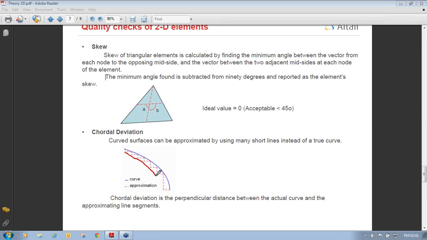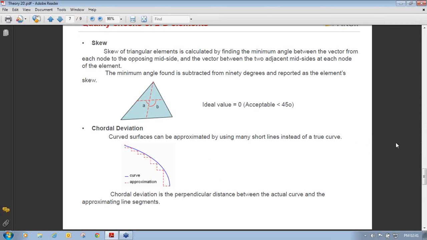So if I join these points and generate a curve, this is the actual curve and this is the region of deviation. So this is the deviation zone. The perpendicular distance from the actual curve to the deviation is known as chordal deviation.